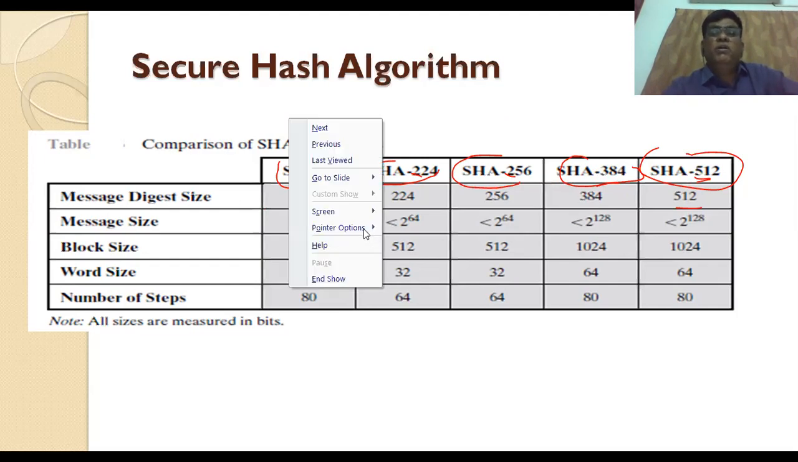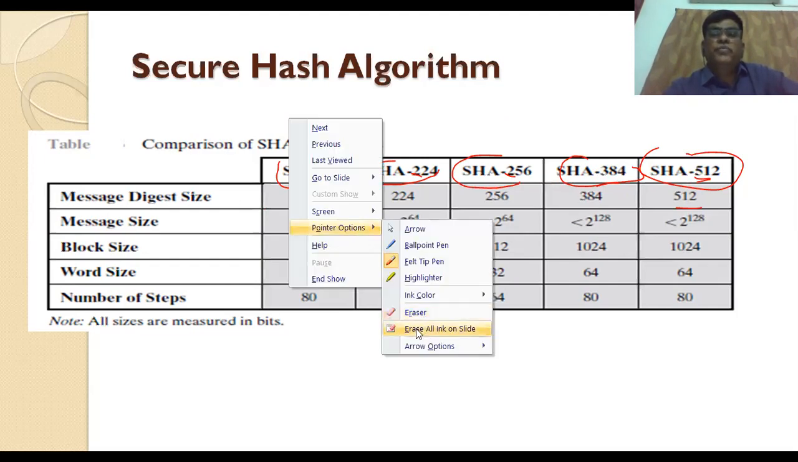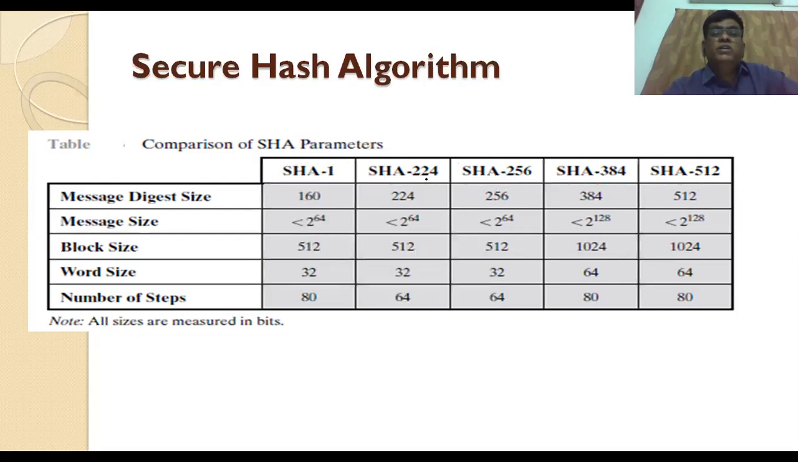So if you compare all these, the message digest size, that means the output size, of SHA-1 is 160 bits. SHA-224 is 224 bits, SHA-256 is 256, SHA-384 is 384, but the output size of SHA-512 is 512 bits. This is the highest output size, so this is more secure.